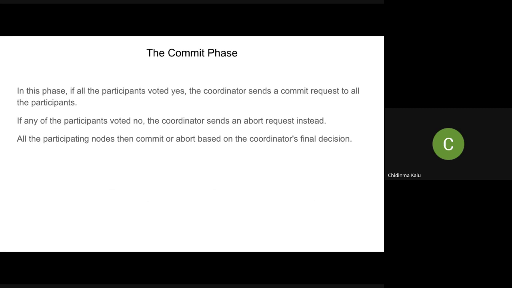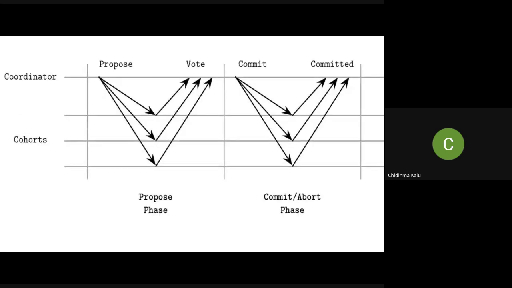Now, if all the participants have said yes, the coordinator sends a commit request to all the participants, and if any of the participants voted no, the coordinator sends an abort request instead. And yeah, all the nodes can then commit or abort based on the coordinator's final decision. And I have a lovely diagram. I think this is the end of 2PC. So give us a minute to look at the diagram, and if you have any questions, yes.